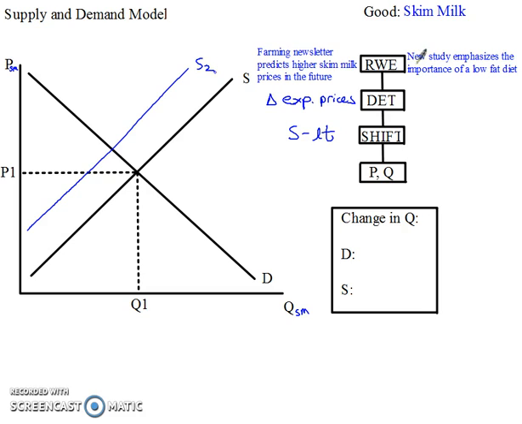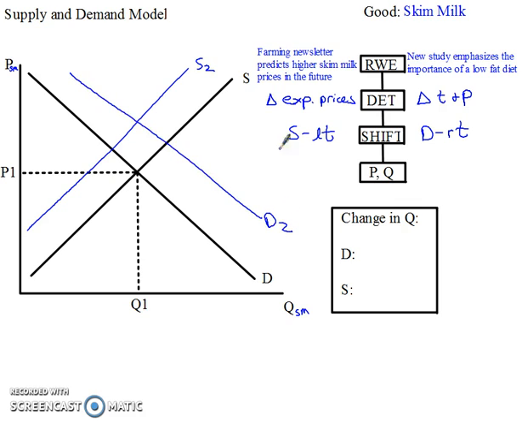And then over here, the consumers say, oh, new study, low-fat diet. Oh, yeah, I got to get healthy. And so, boy, I better stop drinking that whole milk. I better start drinking some skim milk. So my determinant there is going to be a change in tastes and preferences. That's just my shorthand there. People want to drink more skim milk because it's healthy, and so the demand curve is going to shift out to the right.